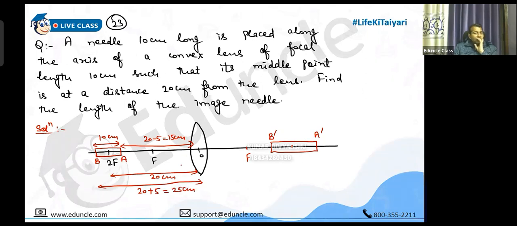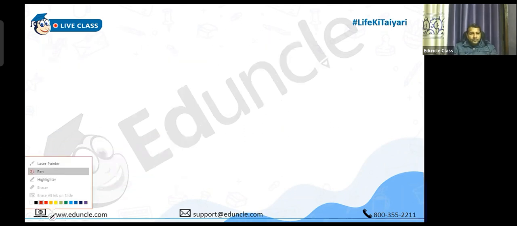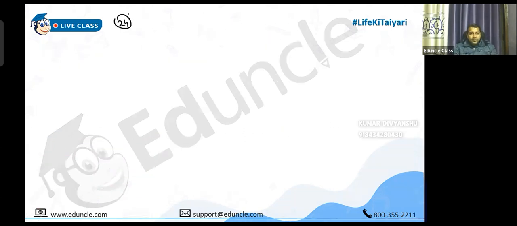So what you have to do is you will get the image position for A and B, and then you can decide the length by getting the difference between them. Okay, you will get the position of the image for A and B, and then you have to get the difference between them. That's what you can do. Okay, clear or not? Yes, sir.